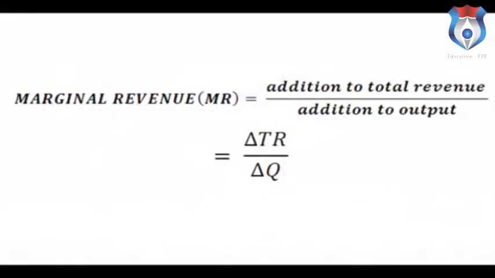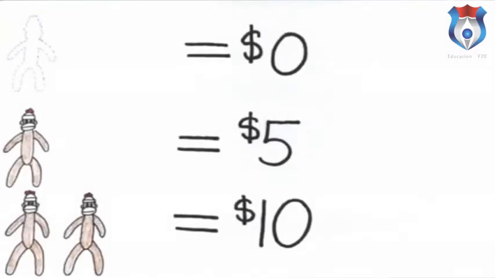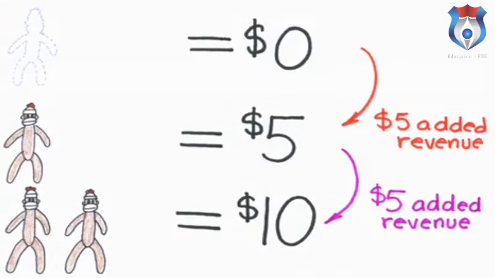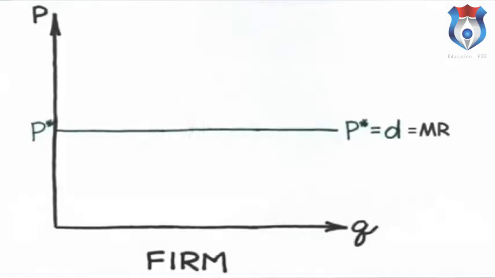Marginal revenue is the additional revenue that you earn when you sell an additional unit of output. For a perfectly competitive firm, since all units are sold for the same price, each unit sold always adds the same amount of revenue, P star. For example, if price is $5, then the total revenue for 0 units is $0, for 1 unit is $5, for 2 units is $10, and so on. Selling 1 more unit generates $5 of additional revenue each time. Therefore, marginal revenue is equal to the equilibrium price. Note that this is only true for perfect competition.